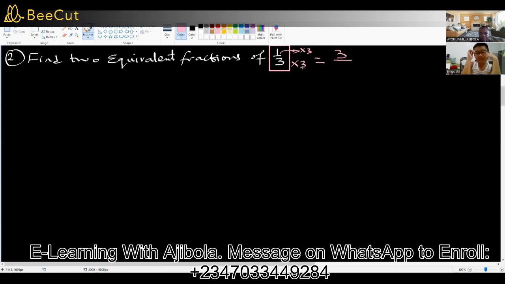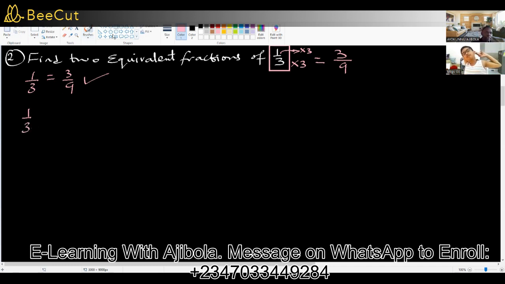That's going to be 9. 9, good. So you can see that 1/3 is equivalent to 3/9. Is that clear to you? Yeah, okay. Now, let us look for another equivalent fraction of 1/3, okay?